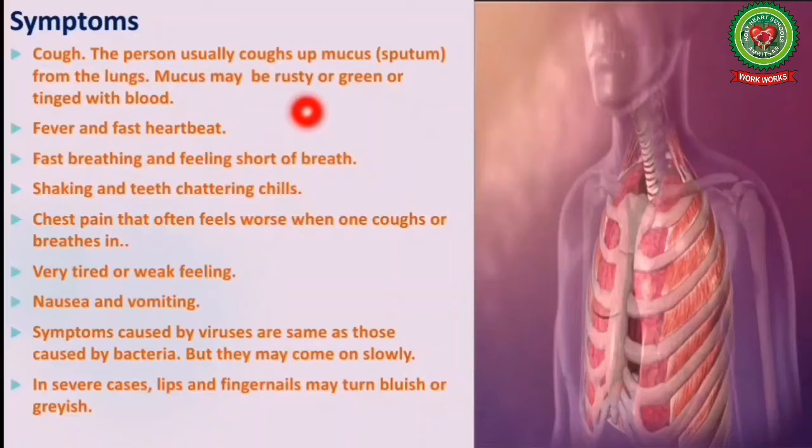Cough. The person usually coughs up mucus, that is sputum, from the lungs. Mucus may be rusty or green or tinged with blood. Fever and fast heartbeat, fast breathing and feeling short of breath, shaking and teeth chattering, chills, chest pain that often feels worse when one coughs or breathes in, very tired or weak feeling, nausea, vomiting. The symptoms caused by viruses are the same as those caused by bacteria, but they may come on slowly. In severe cases, the lips and fingernails may turn bluish or grayish.